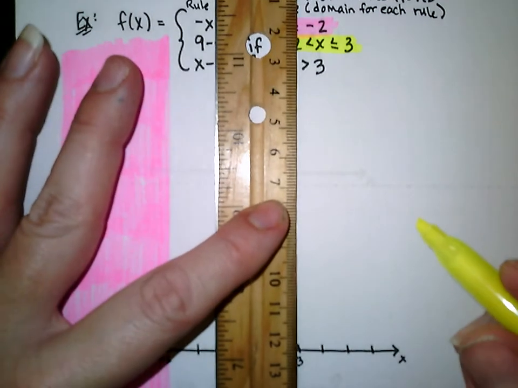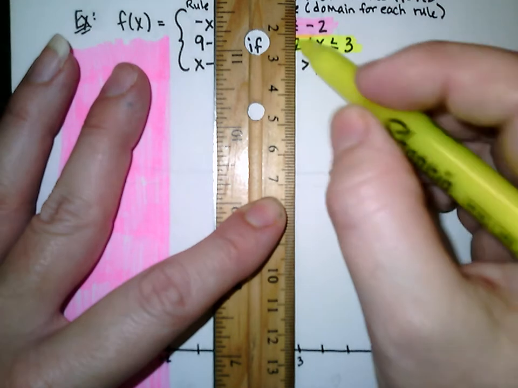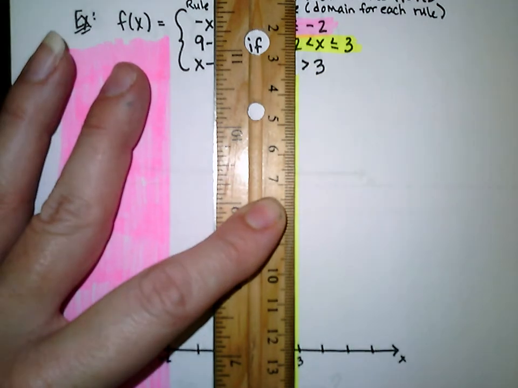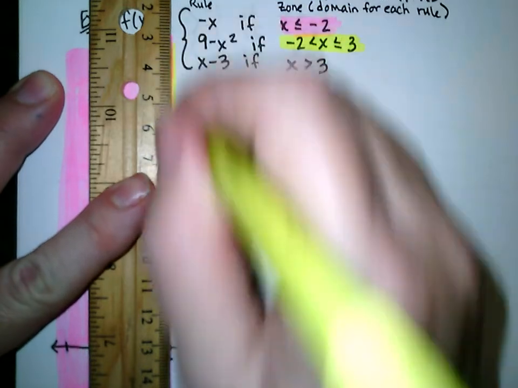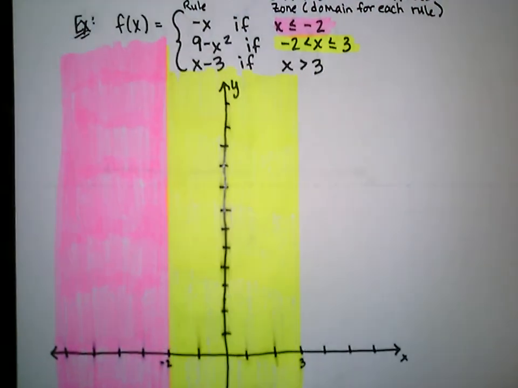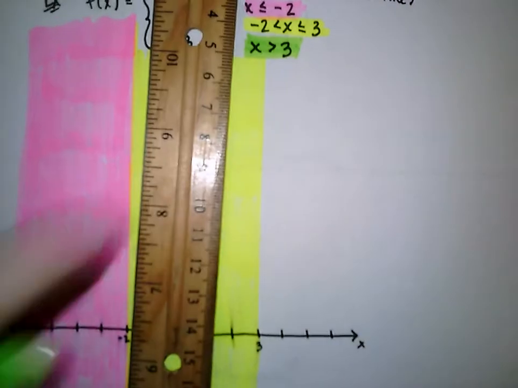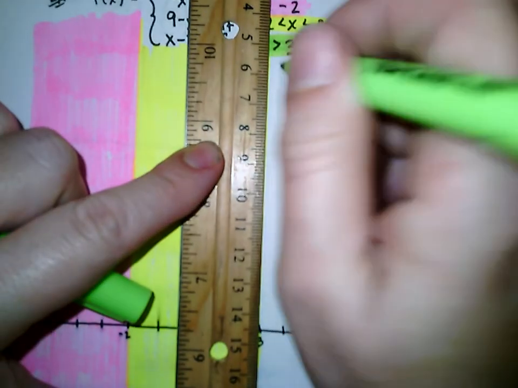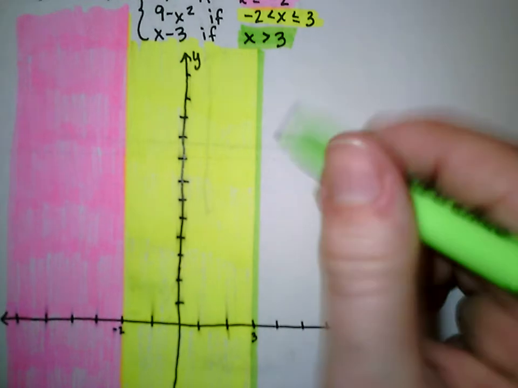So we're going to get to graphing these in a little bit, but first I want to get my zones colored in. And we're going to talk about the borders in a moment. And then the last zone that we're going to be using is when x is greater than 3. So that's going to be from x equals 3, everything to the right of x equals 3 over in here.